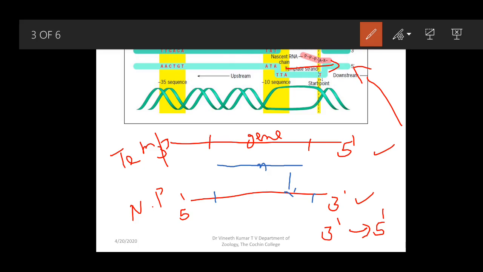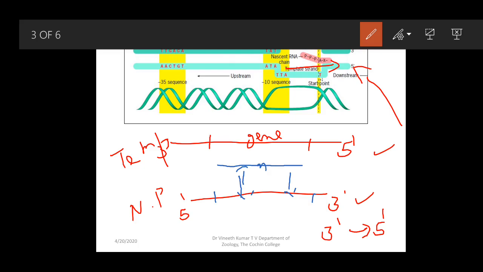Now we can see that this non-template strand has a sequence which is similar to that of the mRNA, and hence our non-template strand is called a sense strand because it has a similar sequence to mRNA. And our template strand, because it is complementary to the sense strand, is termed an antisense strand. So an antisense strand of DNA is complementary to the sense strand and is the one that acts as a template for mRNA synthesis.